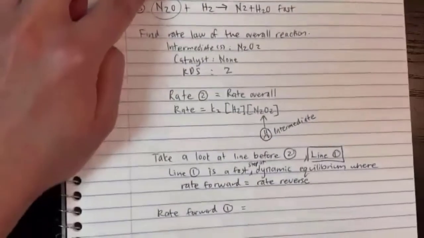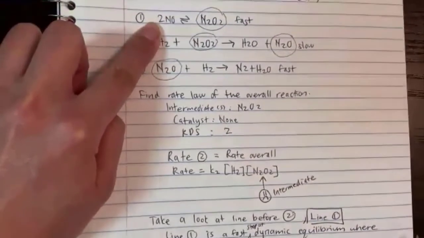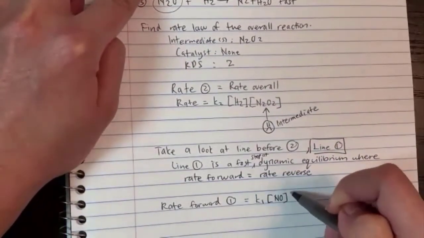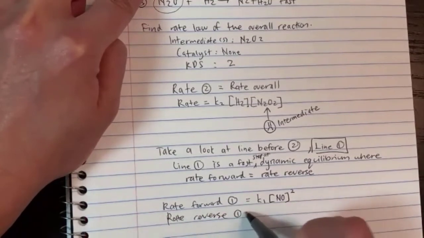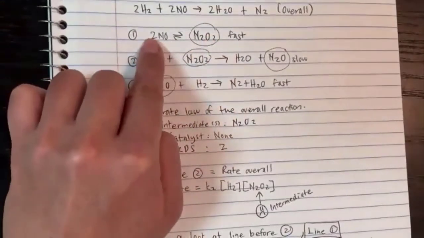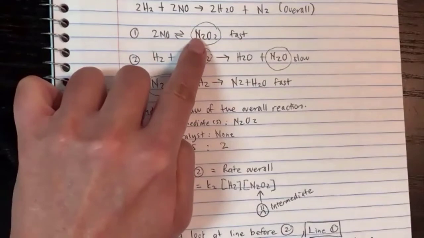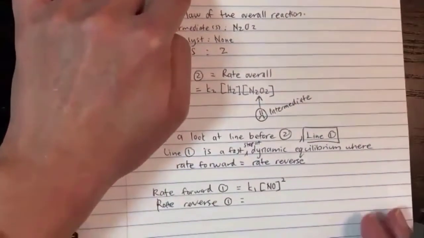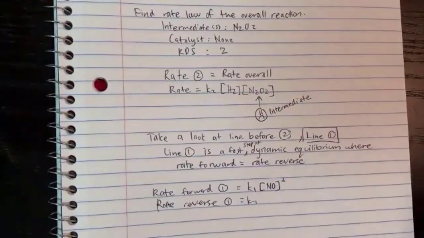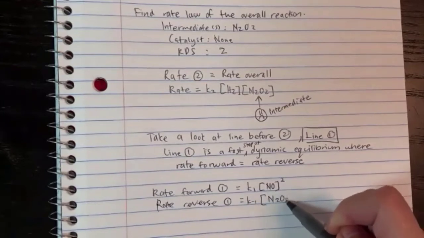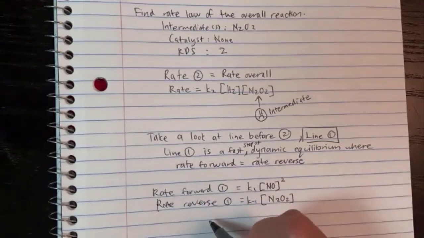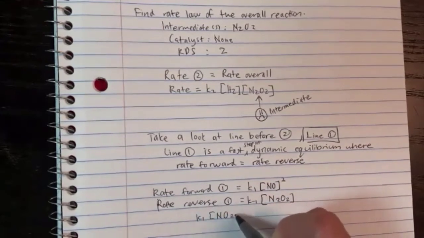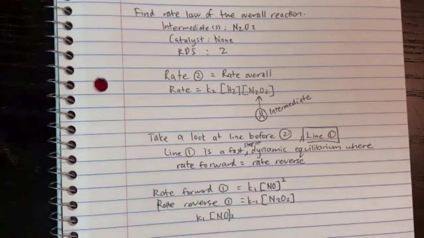Rate forward for line 1 is this forward direction, right? So rate equals k1, and because there are two NO, it's squared. How do you write the rate of the reverse for line 1? If it's reverse, it starts from here to go to there, so this is what I start with. The rate equals k times N2O2. Because it's going backwards, I distinguish it from the other one by writing -1, meaning the opposite way. It's just a constant. Now we said that because it's dynamic equilibrium, rate forward equals rate reverse, so these two are equal to each other. So you can write k1 NO squared, not 2. Let me erase that.